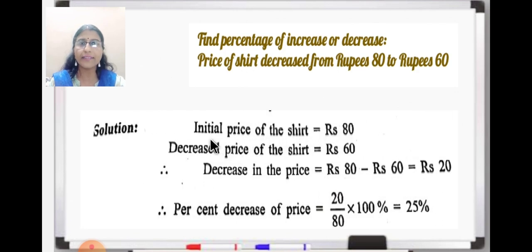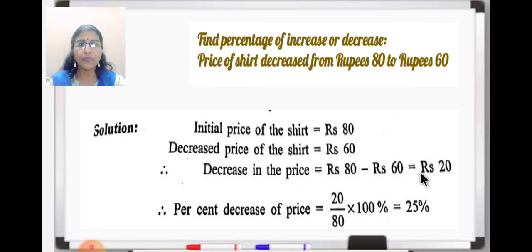First we will write what is given in the question. Initial price of the shirt was rupees 80, and the decreased price of the shirt is rupees 60. Now how much the decrease is, we'll find out: the decrease in the price. For that you will subtract these two values. So 80 minus 60 is rupees 20. So this rupees 20 is the decrease in the price.